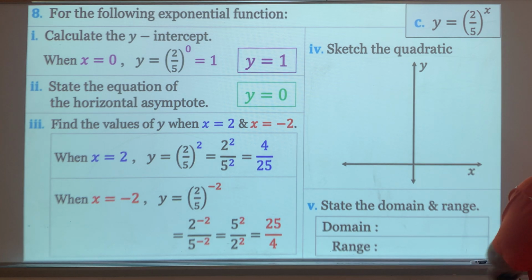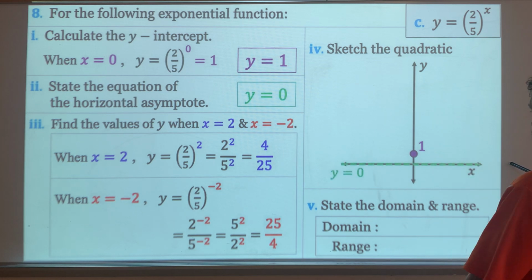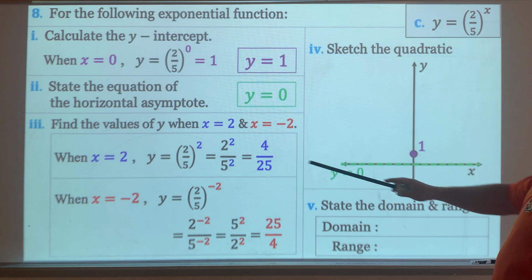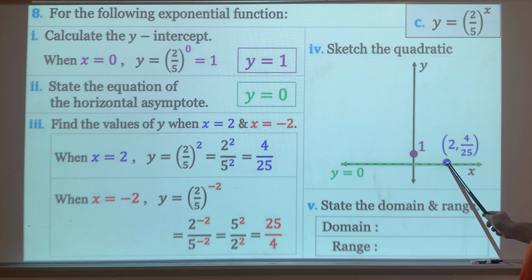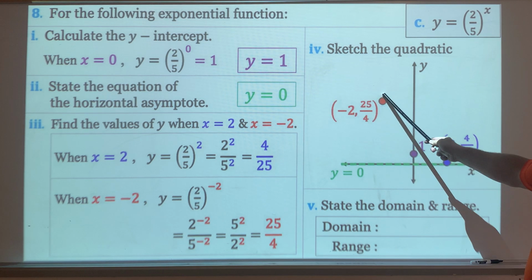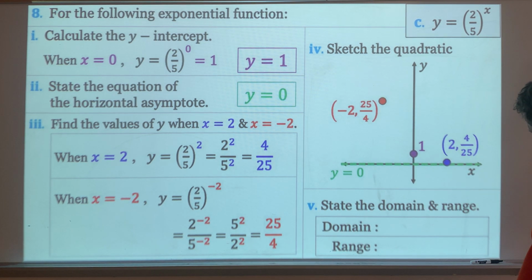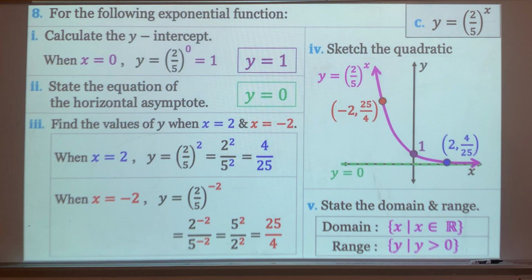Got it? Let's plot. Y equals 1. Y equals 0. Interesting. 2 and 4 over 25. 2, and right here, I already have an idea of what's going to go on. Negative 2, and what's that? About 6 1/4. Whoop, about up there. All real numbers, y is greater than 0. Right. Well done.